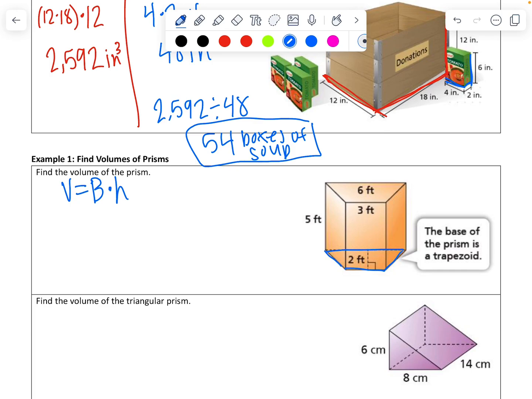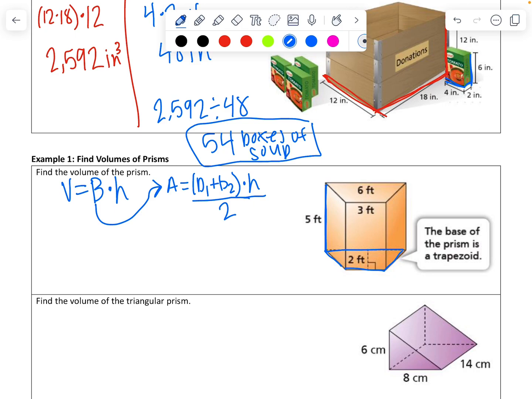If you remember correctly, to find the area of a trapezoid, it is A equals base 1 plus base 2 times your height divided by 2, or times half, however you want to think about it. Okay. So let's plug these numbers in first. So this, finding the area of the base, that's the B. Okay. And then once we find the area of that, we're going to times it by our height, which is 5.